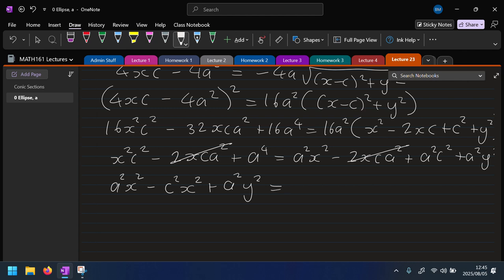Okay, so all of the x and y terms we leave on one side. Yes? So the a squared is on the right. Yes. No, I'm putting it on that side.